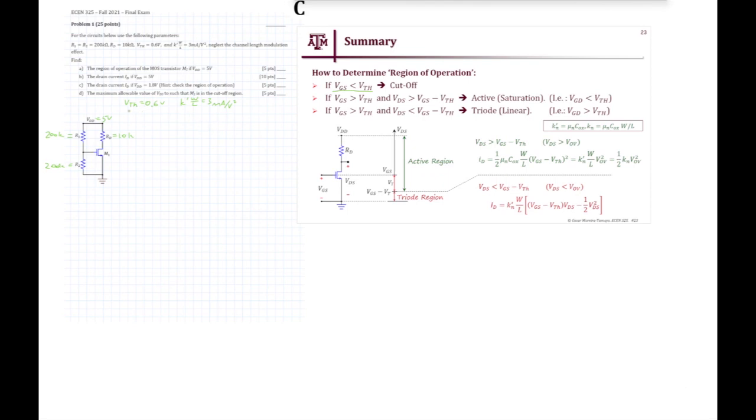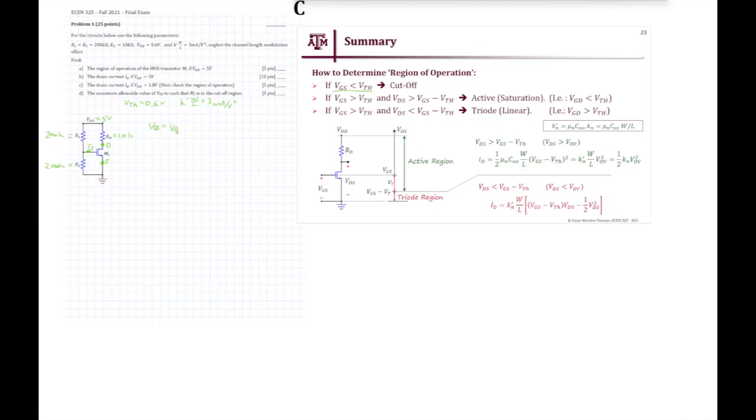So we know our VTH value is 0.6 volts, so we need to find our VGS value. Let me write right here, this is our source, this is our drain, and this is our gate. VGS is the potential difference between point G and point S. As you can see in this circuit, S is connected to ground. So that means that our VGS is equal to VG, because normally it would be VG minus VS, but our VS is 0 volts.